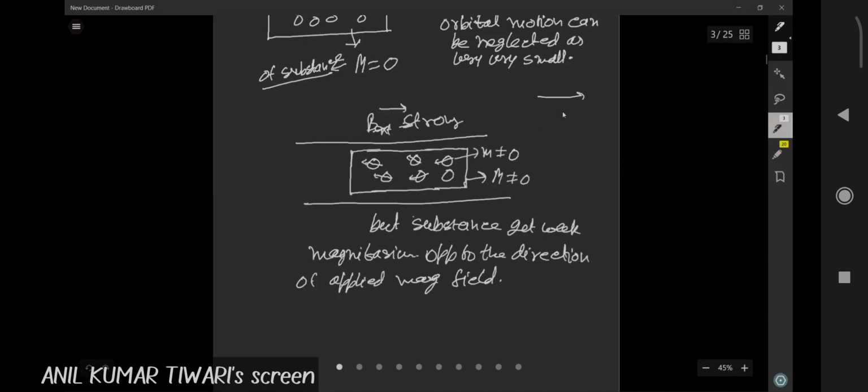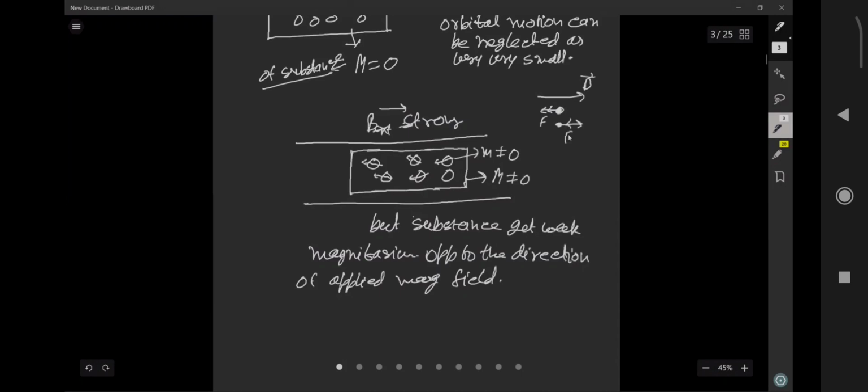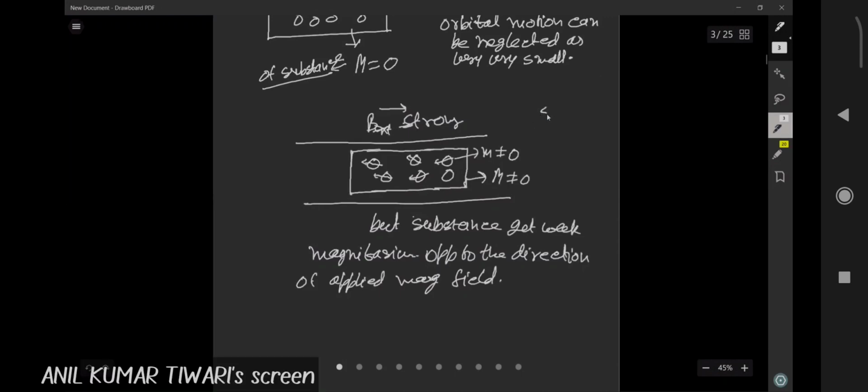Be it the same for both the charges. One is moving in this direction, one is moving in this direction, and the B is going to be the same. So one will experience the F in the same direction, because for both the F will be like this. So it is going to favor one and oppose the other. And because of this, the spinning velocity of one is going to be different from the other. There will be some change.